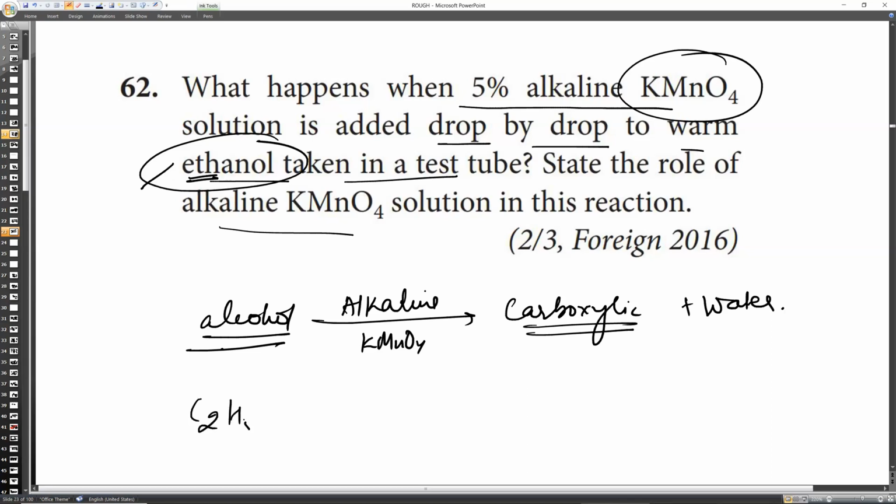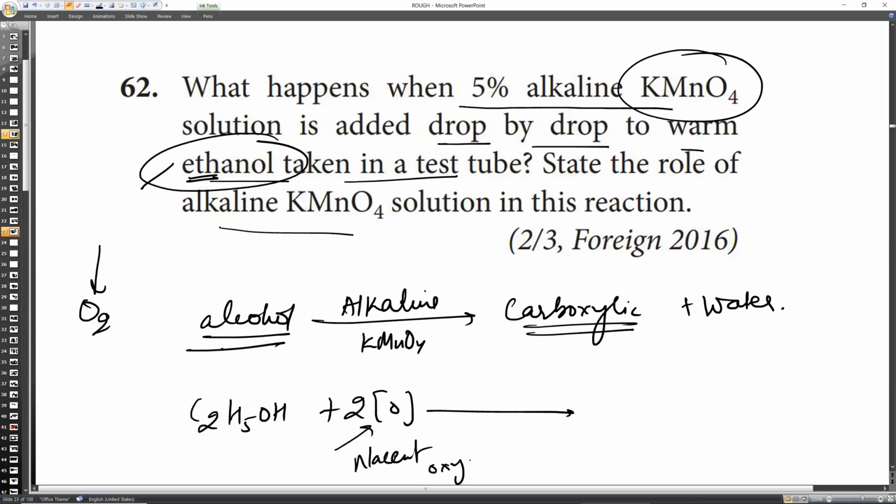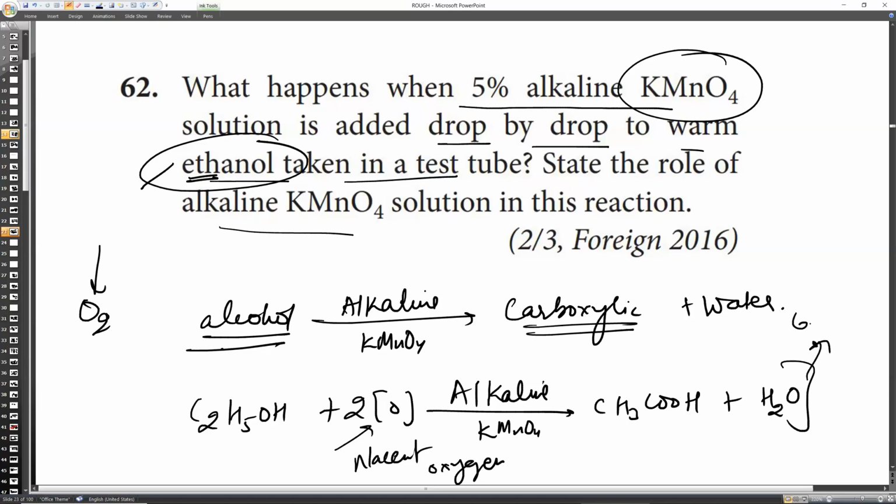That is C2H5OH. When you add it, it gets an extra supply of oxygen. We do not write it as O2 because it is not molecular oxygen. It is called nascent oxygen, given by alkaline KMnO4. It will convert it to CH3COOH plus water. This is the complete oxidation. Complete oxidation is taking place.